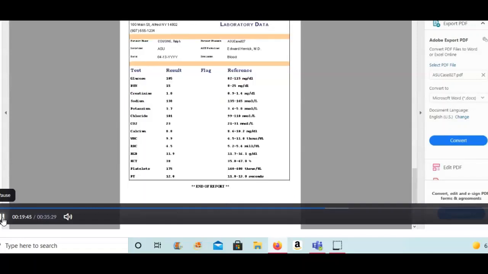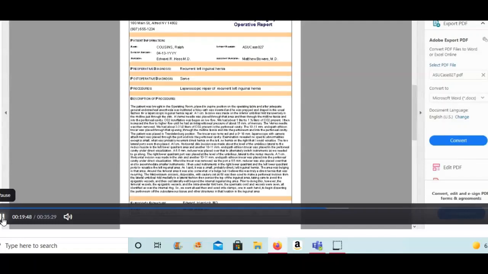And that's it. That's the end. Usually, they also say how they close the patient up, take out the instruments, and send the patient to recovery. But this op report does not. They just end right there.